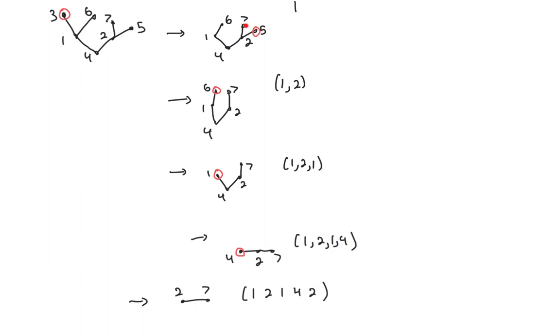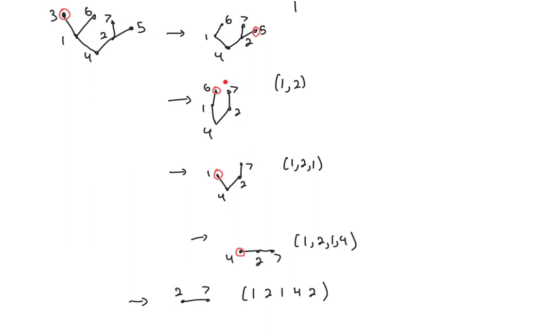My leaves are 6, 7, and 5. 5 is the smallest, so I circle it. Its neighbor is 2, so I write down 2 to the end of my sequence. And then I remove the vertex 5. And so now in my remaining tree, my leaves are 6 and 7. I circle the 6. Its neighbor is 1, so I tack 1 to the end of the sequence, and then I remove the 6. And now finally we're at a new situation where we've actually introduced a new leaf, the vertex 1. So now my leaves are 1 and 7.